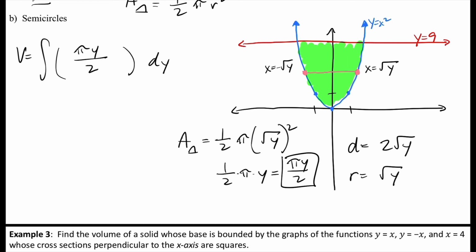Bounds are from 0 to 9. Still 0 to 9 because the bottom is still 0. Bottom of the green stuff is still 0. Top of the green stuff is still 9.